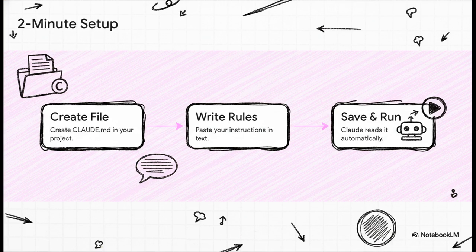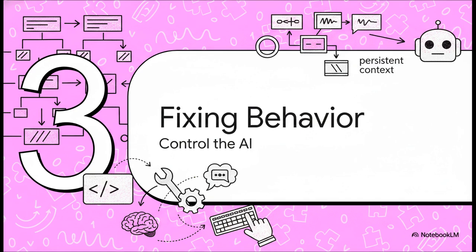Step 1, open your project folder and just create a new file. Step 2, name it exactly, all in capital letters, CLAUDE.md, no spaces. Step 3, open it up in any basic text editor, paste in your plain text instructions, and hit save. That is the whole shebang. Claude reads this file automatically every time you open a session in that folder. It just works, right from the very first message. Moving right along to section 3, fixing communication and behavior.